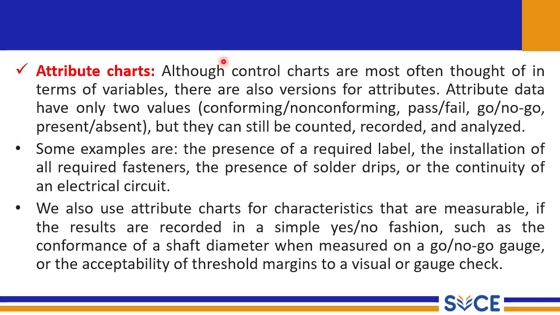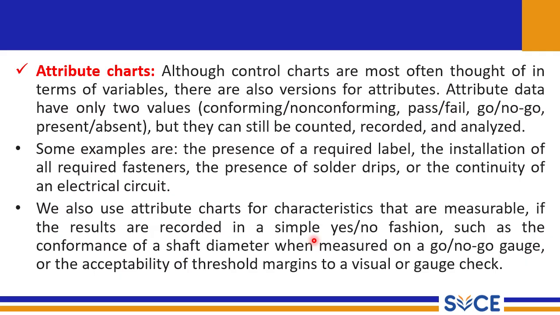See the attribute chart. Although control charts are most often thought of in terms of variables, there are also versions of attributes. Attribute data have only two values. It is conforming, non-conforming. That is pass and fail, go and not go, present or absent, something like that. Whether the product is conforming to the specification or not conforming to the specifications. Okay. Something like that. But they can still be counted, recorded, and analyzed. Some examples are presence of required label, installation of all required fasteners, presence of solder, continuity of the electrical circuit. Some other examples that we come across in the day-to-day manufacturing process.